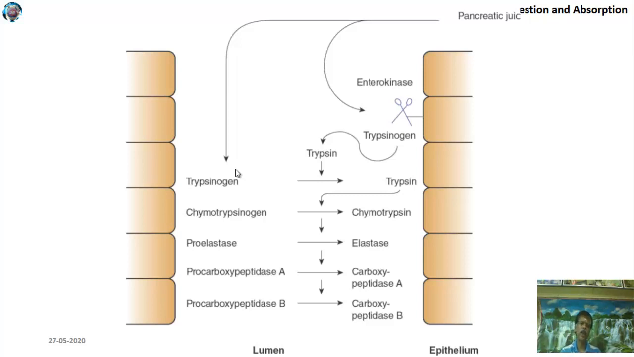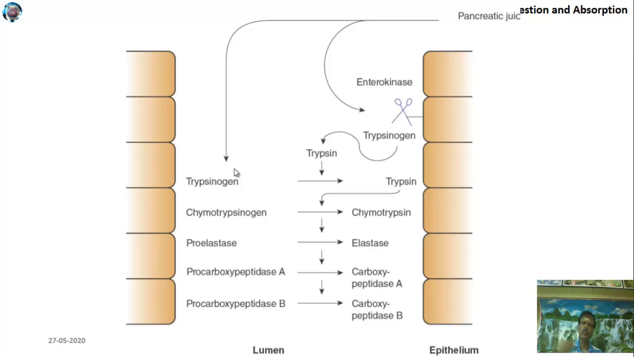So these enzymes are activated inside the intestinal lumen and they will act on the ingested material, that is the material we have taken during the intake of food. For example, the enzymes which are going to act on the proteins are trypsinogen, chymotrypsinogen, proelastase, procarboxypeptidase A, procarboxypeptidase B. These enzymes are usually present in the zymogen form, that means they are present in the inactive form. Then they are converted into an active form by the action of certain enzymes or acids.